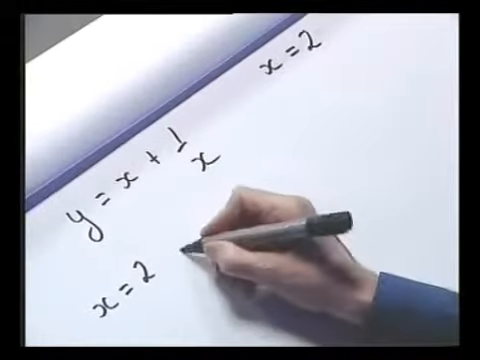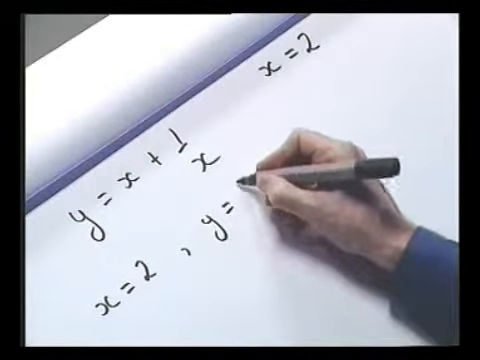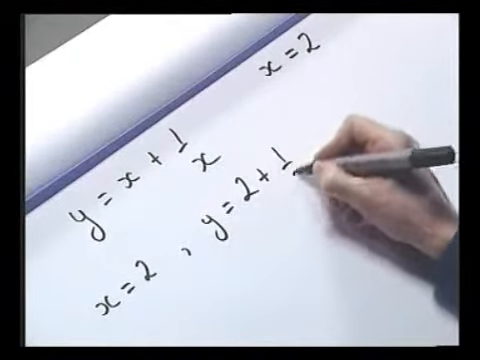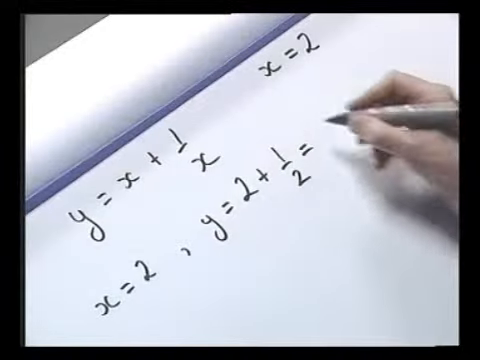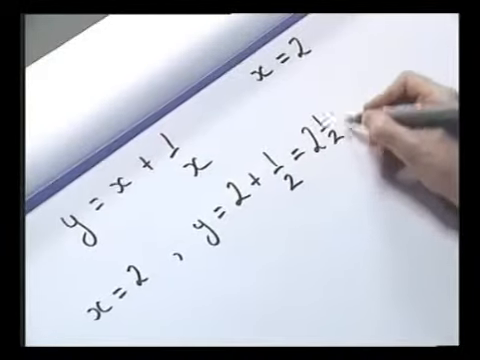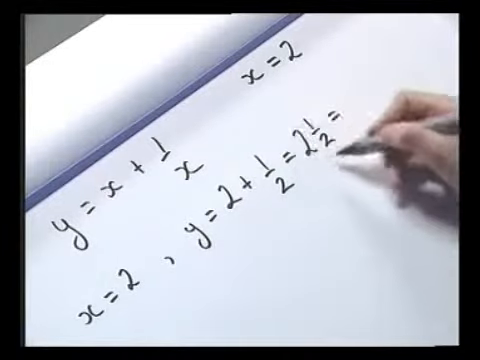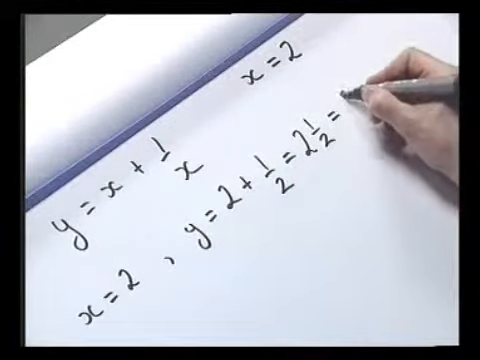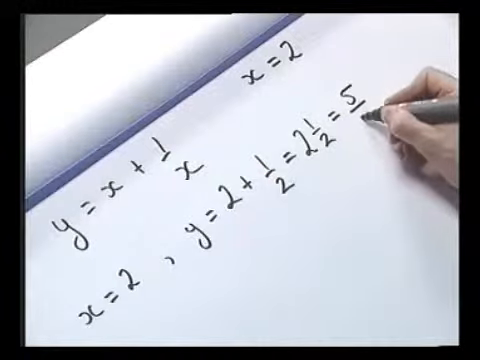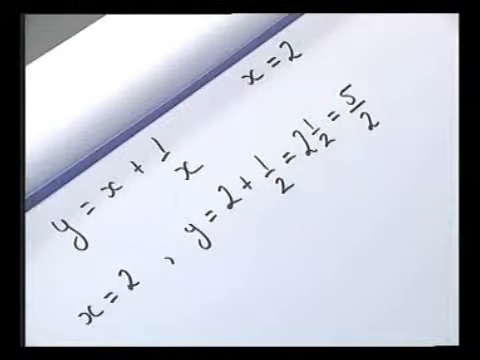x equals 2, y equals 2 plus 1 over 2, which is 2.5. But thinking ahead, I would prefer to have that as an improper fraction, as 5 over 2. That's because I'm going to have to do some algebra with it later, and I'd rather keep it as 5 over 2 than keep it as 2.5.